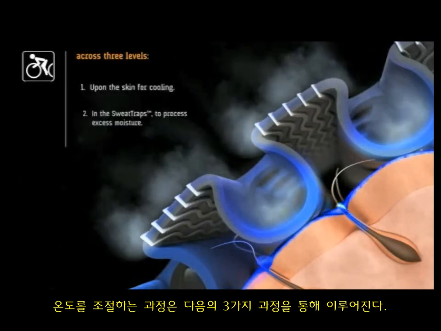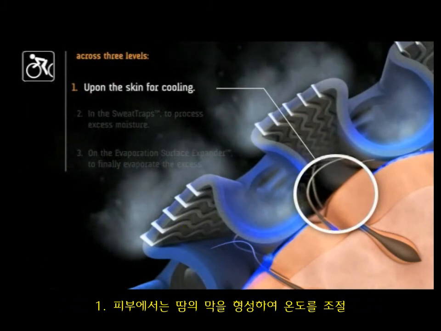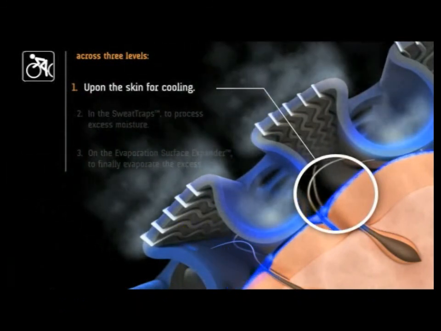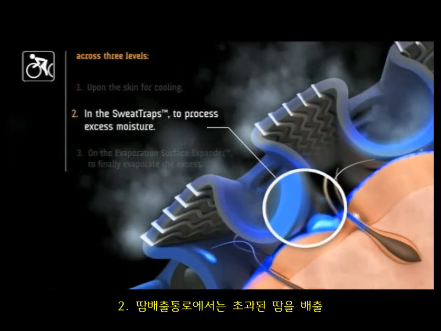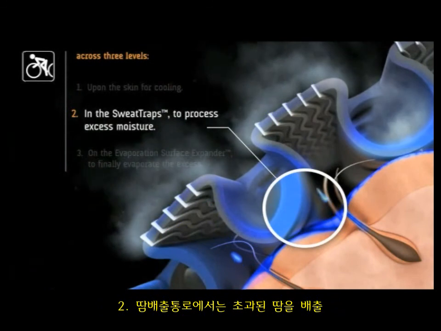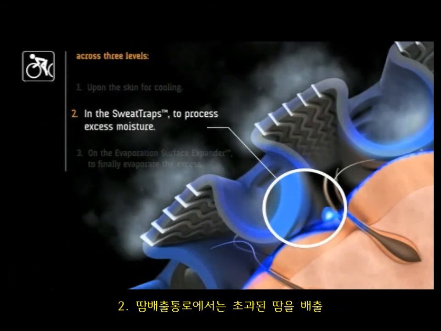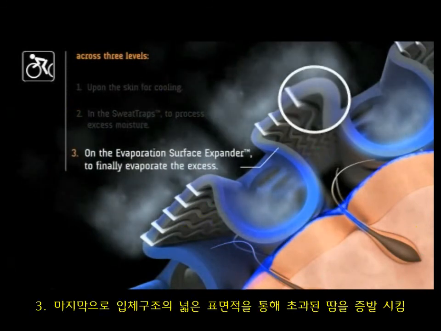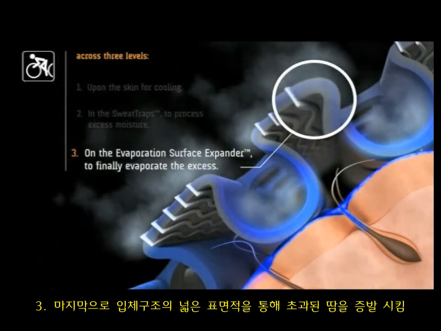This happens across 3 levels. Upon the skin for cooling, in the sweat traps to process excess moisture, and on the evaporation surface expander to finally evaporate any excess.